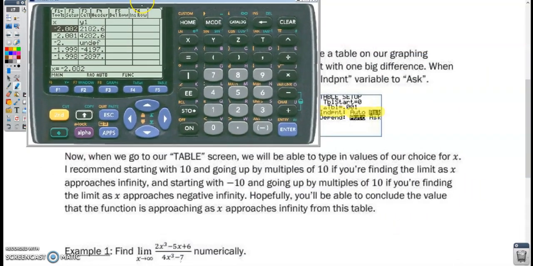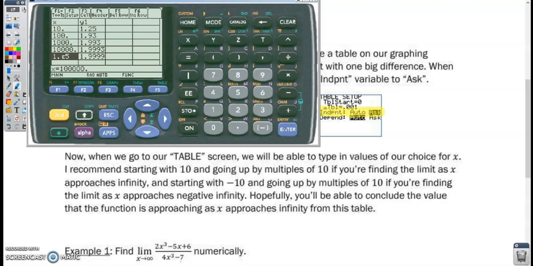And now that I have that, when I go to my table screen, instead of it giving me the x values, I still have some residual x values here, but I can type over them. So if I want to find the value of the function at 10 and 100 and 1,000, I can just go through and type those values in as my independent variable. This comes in really handy when we're finding the limit as x goes to infinity, because if I set up my table to count by some increment, it would take much longer than what I will do by just typing in those x values.